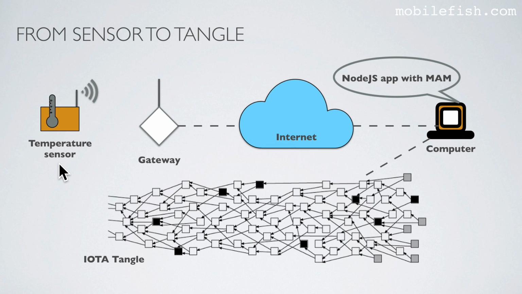For example, a LoRa sensor node can measure temperature, humidity, magnetic fields, moisture, etc. In this example, this node measures the temperature. This LoRa node transmits sensor data to a receiver, also called a LoRa gateway. The distance between node and gateway can be several kilometers. The LoRa gateway is connected to the internet and sends data to a server. This server is running a Node.js Masked Authenticated Messaging application, which in turn sends sensor data to the Tangle. These are the sensor data stored on the Tangle.